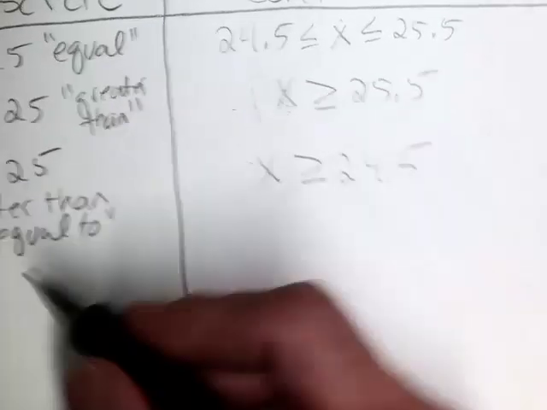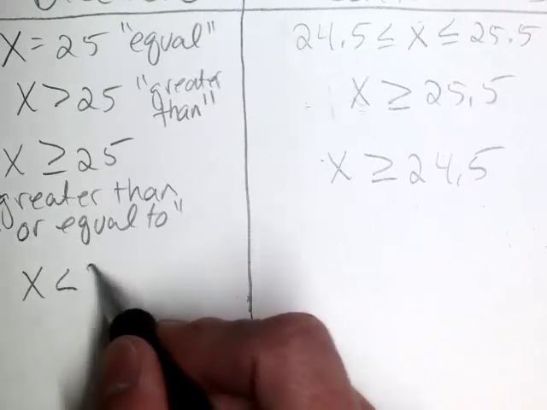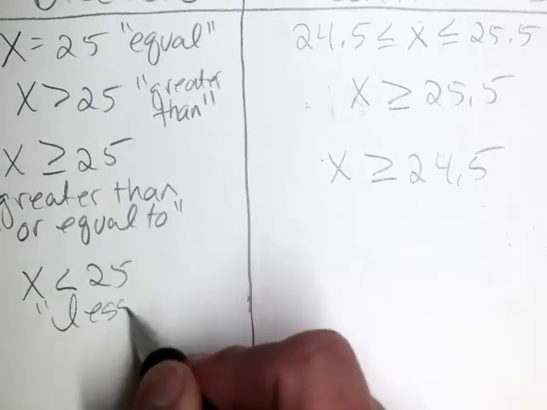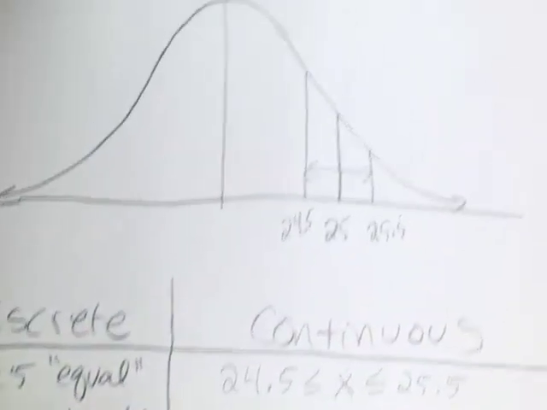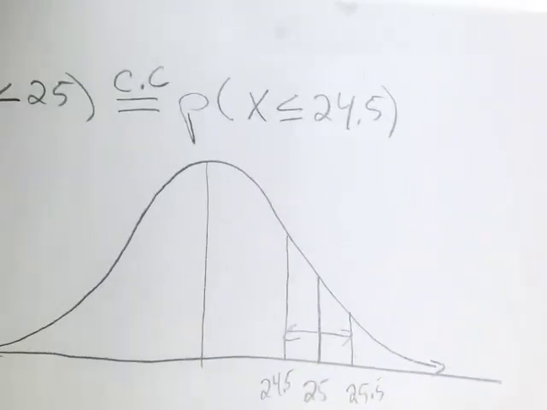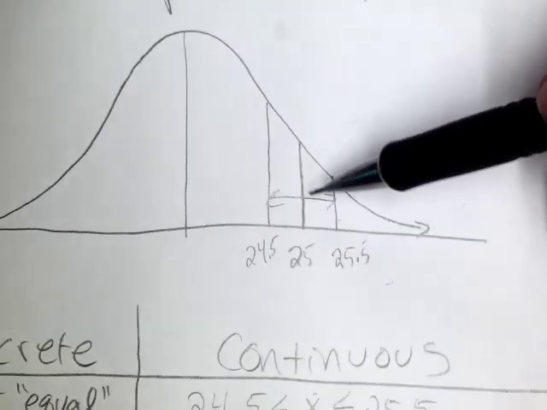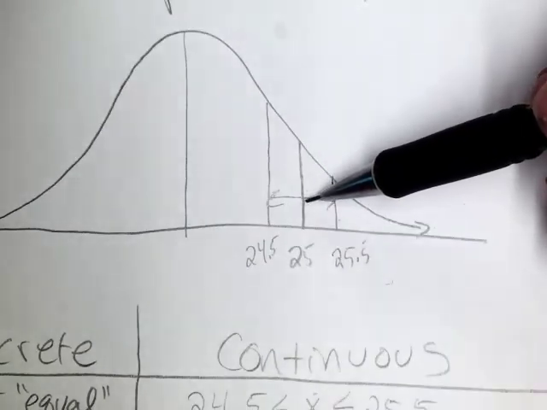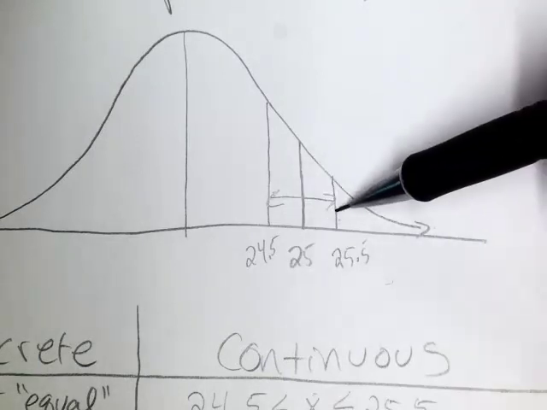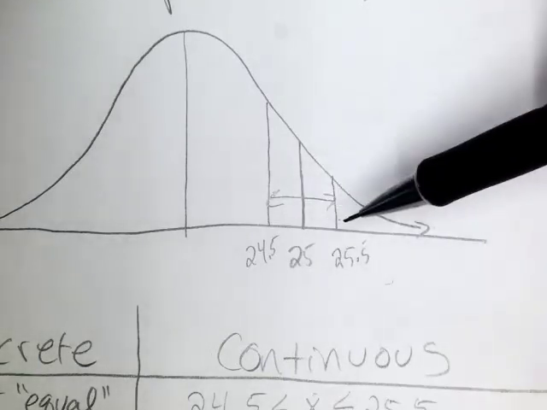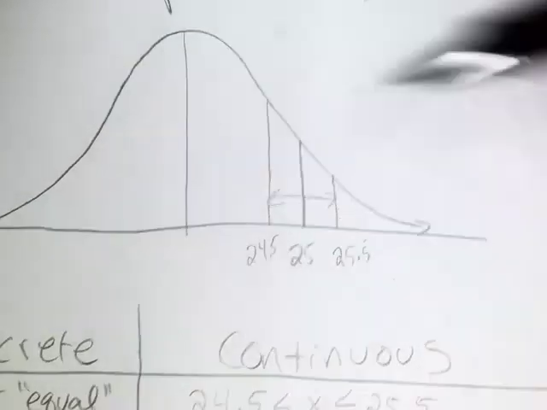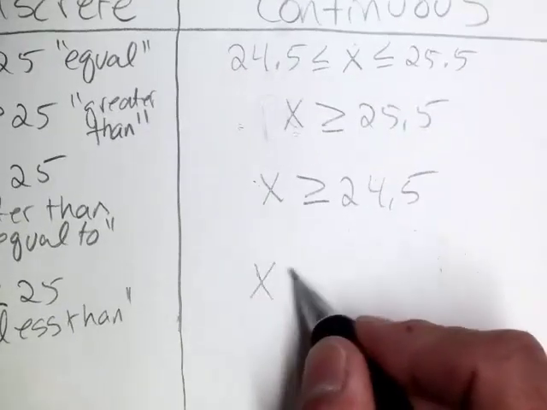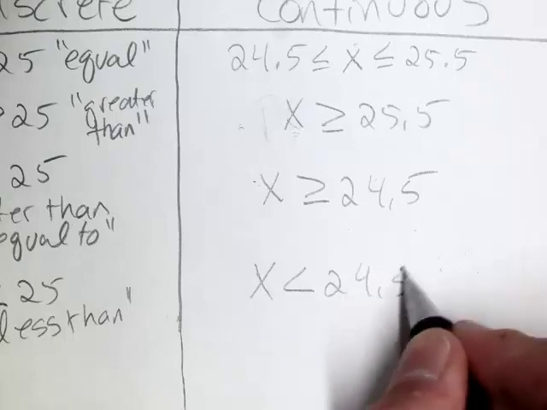Now, for x less than 25, we've got less than. Again, that does not include the case of equality, and that's the one I started with up here. If I'm not including the number 25, and remember 25 in the continuous case goes from 24.5 up to 25.5, then we would be looking at everything below 24.5. So that's x less than 24.5.